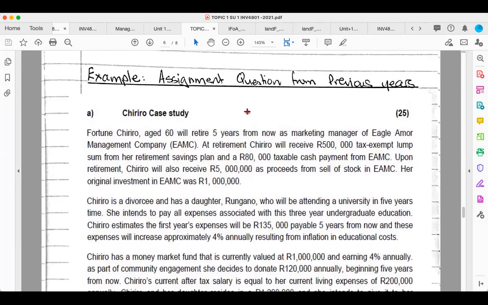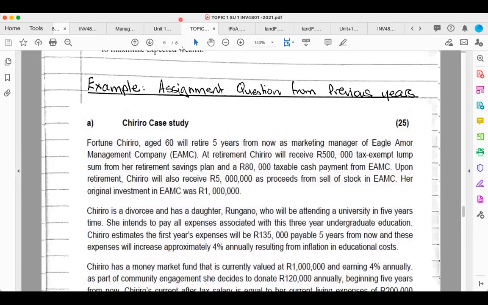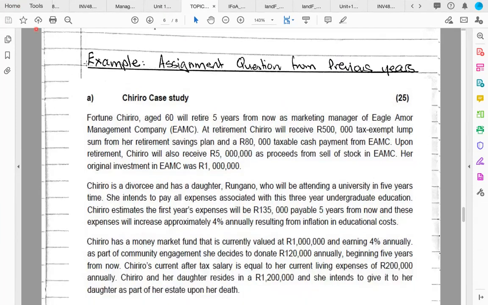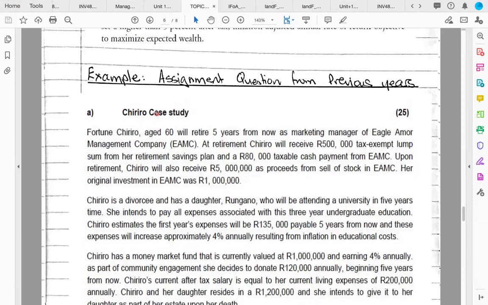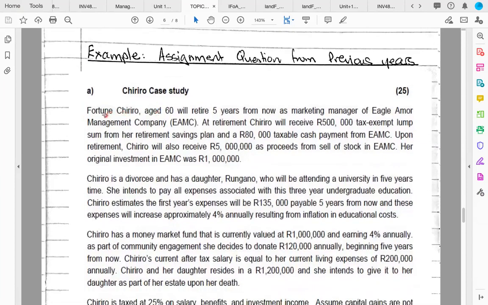Okay, so this is a past assignment question. I think it came in 2016. In 2020, there was a question similar to this, but it contained a lot of errors, like it had a lot of mistakes, so I didn't want to use that question. I thought to use something from the older assignments, which doesn't contain errors compared to the more recent assignment question, which seemed to contain errors in 2020. So we're told that there's Fortune Chiriro.